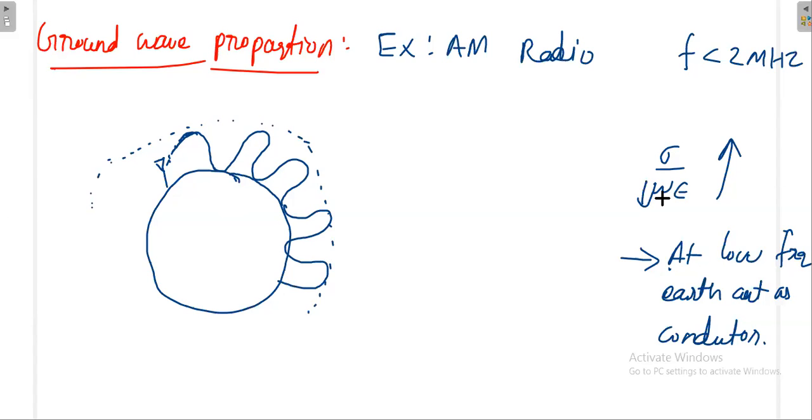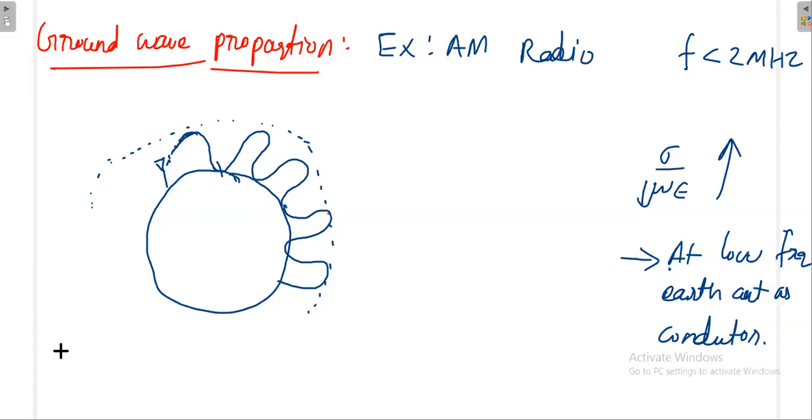Then what will happen if I keep on increasing the frequency? Once the frequency value is high, this overall value becomes low. That means my earth is acting like a dielectric. So if some signal goes, the dielectric will absorb the signal, it will not completely reflect the signal, and the wave will diminish very quickly. So that's why at high frequency, ground wave propagation is not possible.